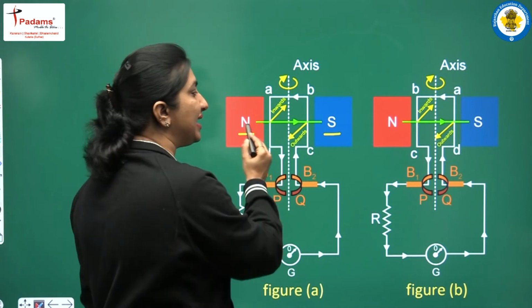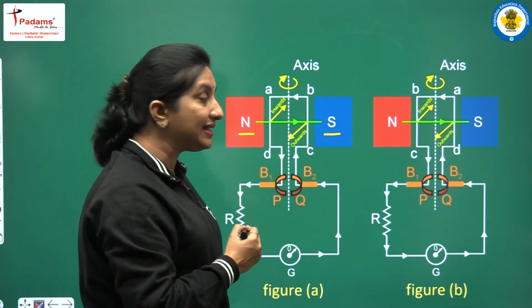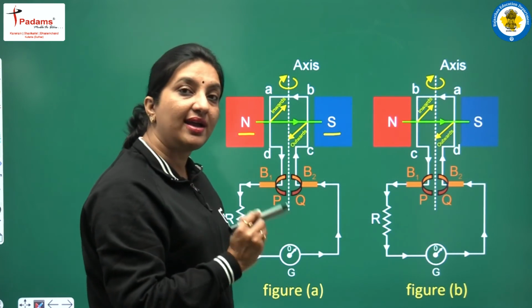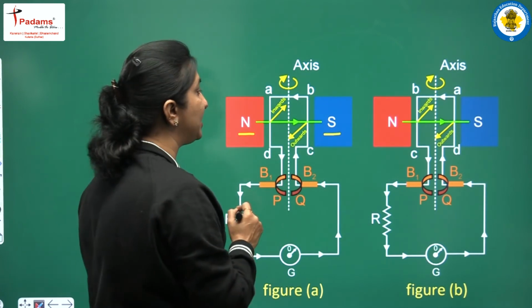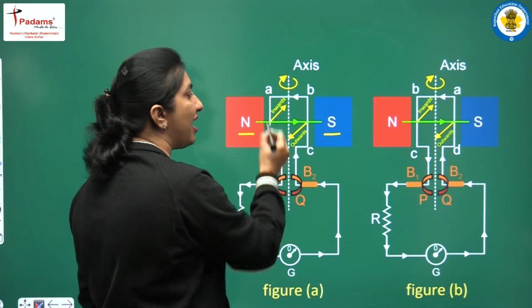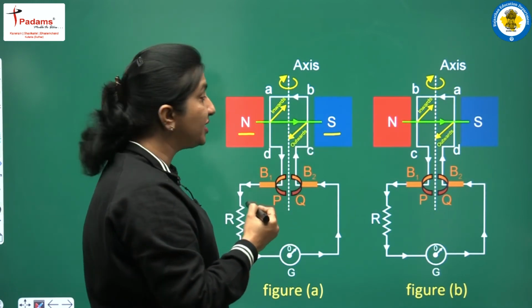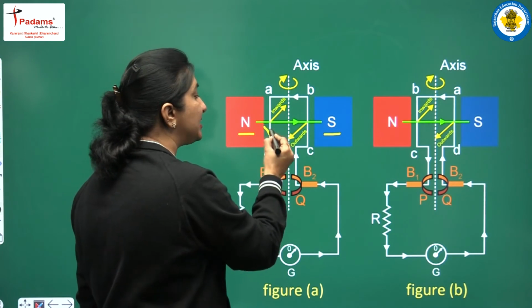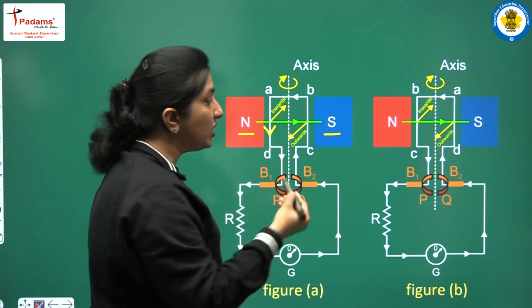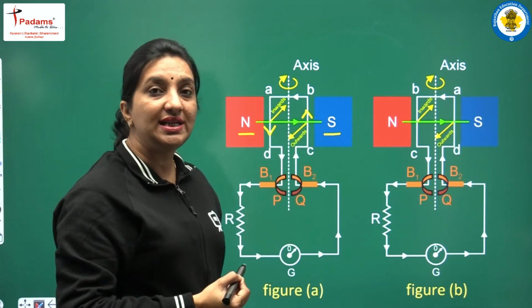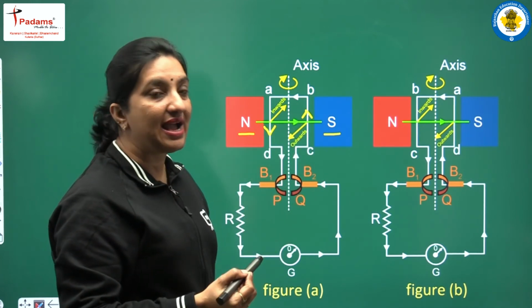So what we see is that the direction of magnetic field is the same, and now since the armature is made to rotate again in the anti-clockwise direction, this AD arm is moving inwards and the BC arm is moving outwards. So the direction of current in this arm is going to be downwards and in this arm it is going to be upwards, as we calculated by Fleming's right hand rule.